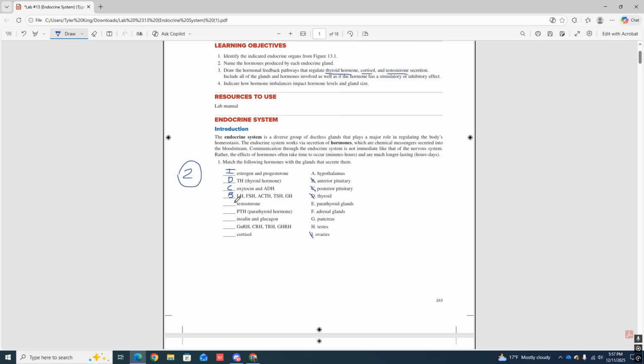We use it a lot for building muscle, but also for exhibiting our male characteristics, such as deeper voice, bigger testes, etc. And the gland that secretes this guy is the testes, all right? And we have parathyroid hormone. What releases this? Another very easy one. It's going to be the parathyroid glands. Okay, it's letter E over here.